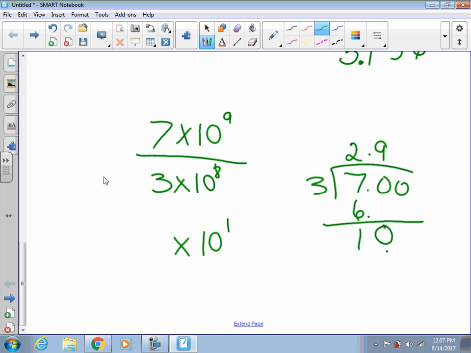Oops, 3. And so on. So it's going to be 2.3. So approximately 2.3 times 10 to the 1.